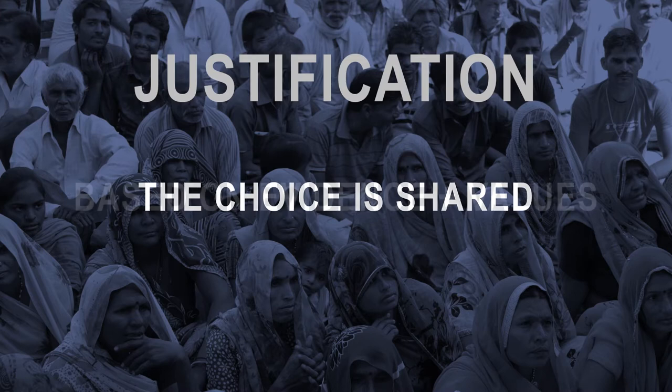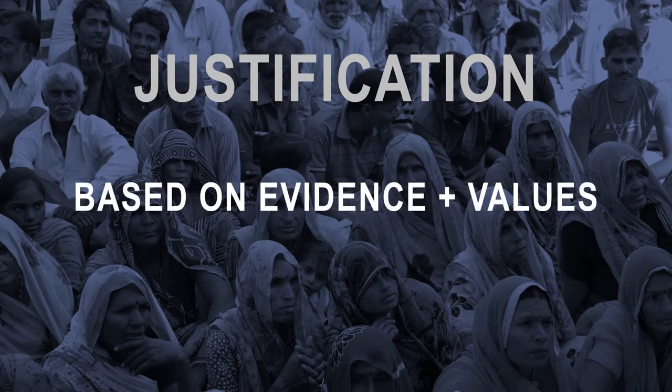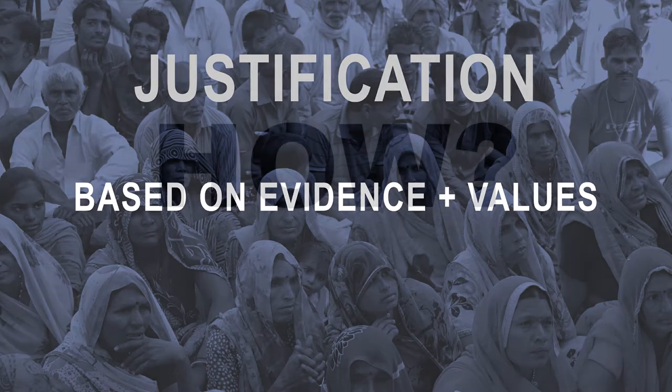And it should be based on evidence and values. It's not enough to know that our actions will create change. We need to understand how much and in what ways it matters to people. Much of the writing on scaling starts with the question, how do we scale? The principle of justification cautions us to take a step back and start with the question, should we scale?